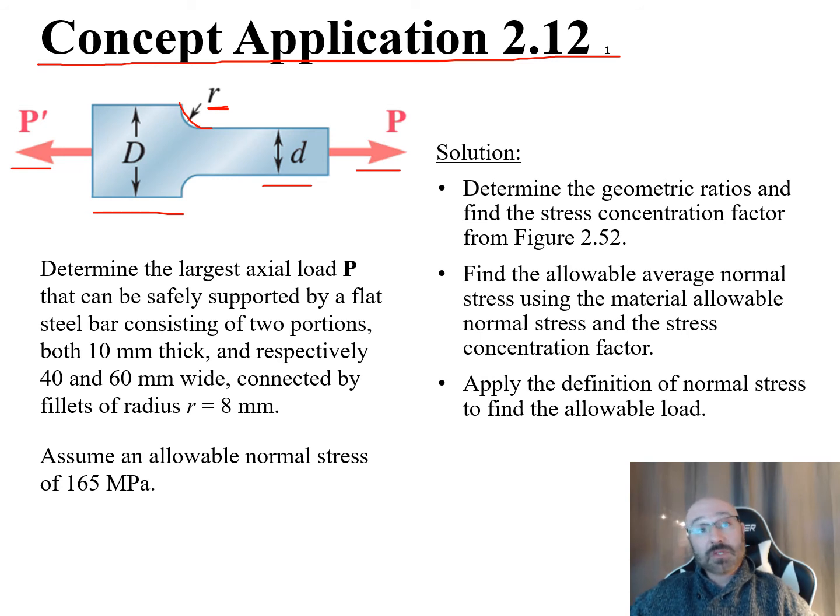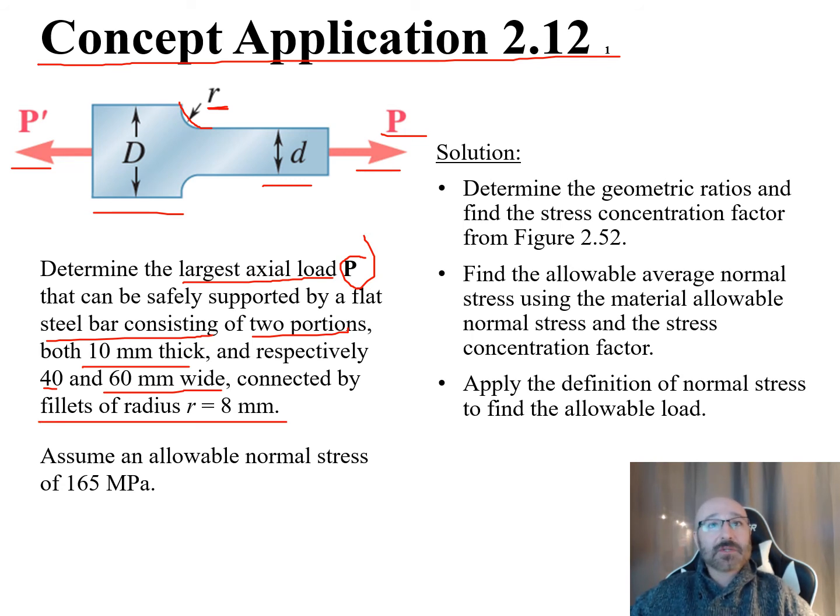Now what they're asking us to do in this problem is to determine the largest axial load P, so we need to find out what this P value is, that can be safely supported by a flat steel bar consisting of 2 portions, both 10 millimeters thick and respectively 40 and 60 millimeters wide, connected by fillets of radius equal to 8 millimeters. So within that statement, they give us all the dimensions that we're going to need in order to solve the problem. They also tell us to assume an allowable normal stress of 165 megapascals right there. So that's going to be important for some of the calculations we need to do.